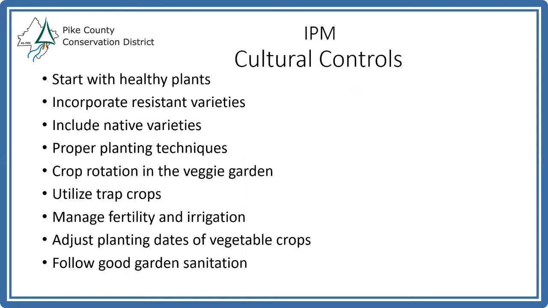So remember those good garden practices I mentioned earlier? Well, they also help with insect and disease control. So cultural controls start with healthy plants, incorporating resistant varieties, and including native varieties. A lot of our native plants are adapted to where they grow naturally, and they can put up with a lot of insects or diseases or resist them. So they can fare better than some of the other more exotic varieties you may bring in.